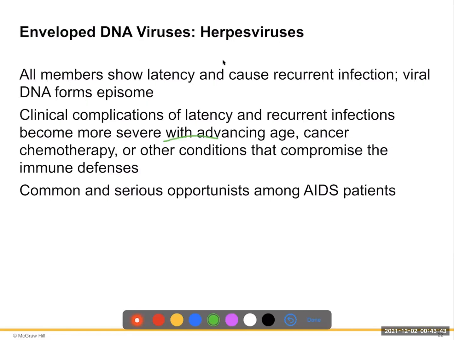Why? As you get older, your body can fight infections less well. So you get reinfected with it, and you can't respond to it like you used to. Okay. Cancer, chemotherapy, same thing. You decrease your body's ability to respond to infection. Other conditions that compromise the immune defense, like AIDS. Okay. Anything that depresses your immune response is going to make those recurrent infections harder to combat.